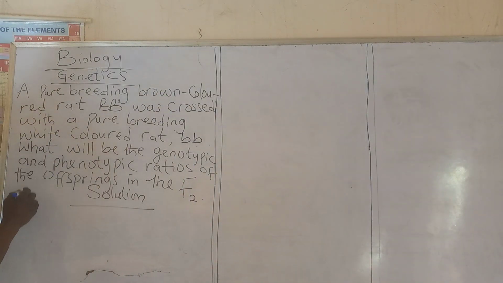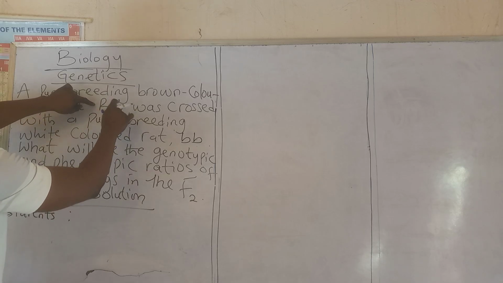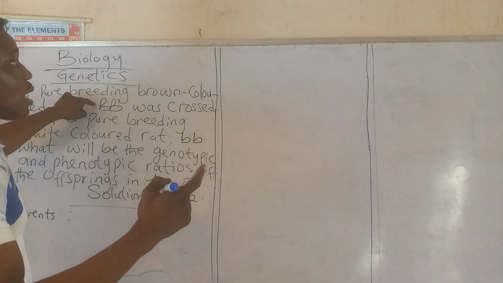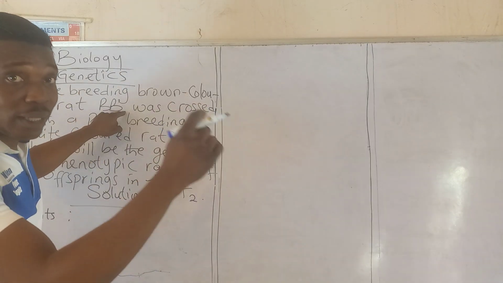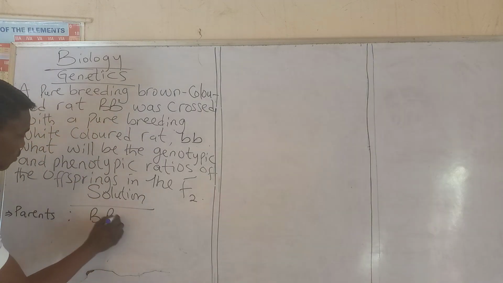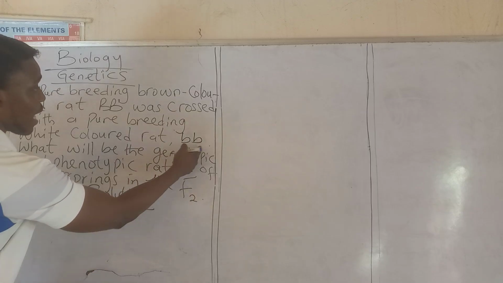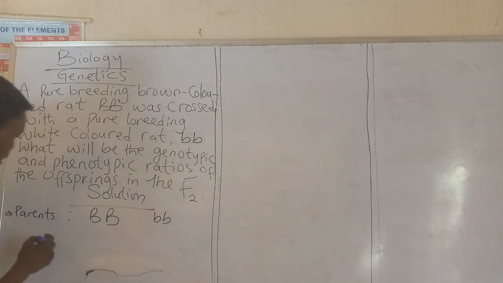We begin by doing this. The parents. Who are the parents? A pure breeding brown colored rat. So for the brown color, we are using capital letter B. This double capital letter B means that this trait is homozygous dominant. This is the dominant character. So you have your BB, and this is the homozygous recessive, the one that didn't show up, bb. After this, you have offspring.